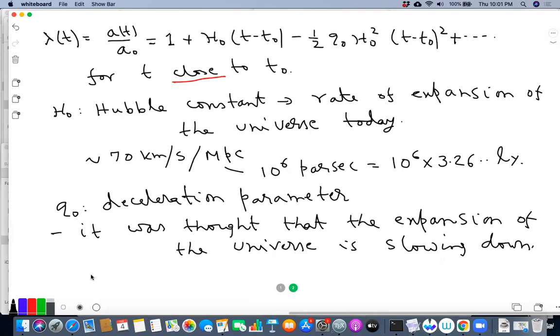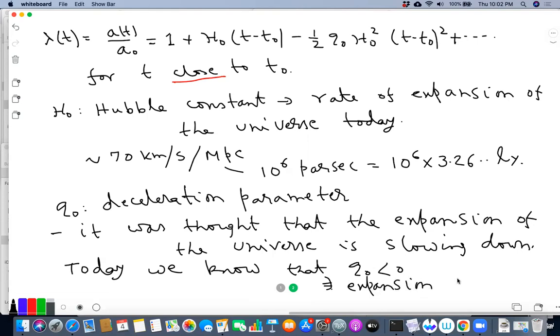But today we know that q0 actually is negative, which means that the expansion rate is increasing. Okay, so we say that we are undergoing an accelerated expansion. Okay, and later on we will see the reason for this.